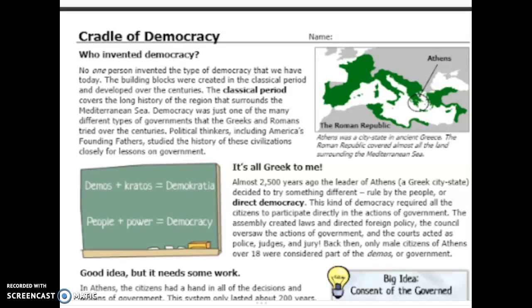The classical period covers the long history of the region that surrounds the Mediterranean Sea. Democracy was just one of the many different types of governments that the Greeks and Romans tried over the centuries. Political thinkers, including America's founding fathers, studied the history of these civilizations closely for lessons on government.